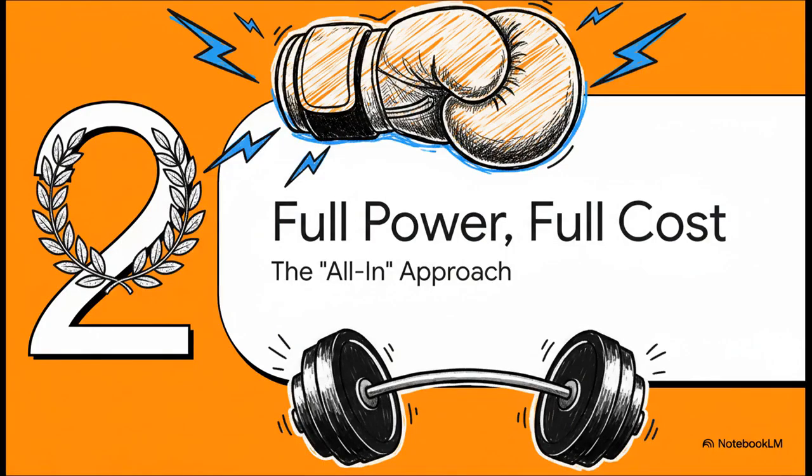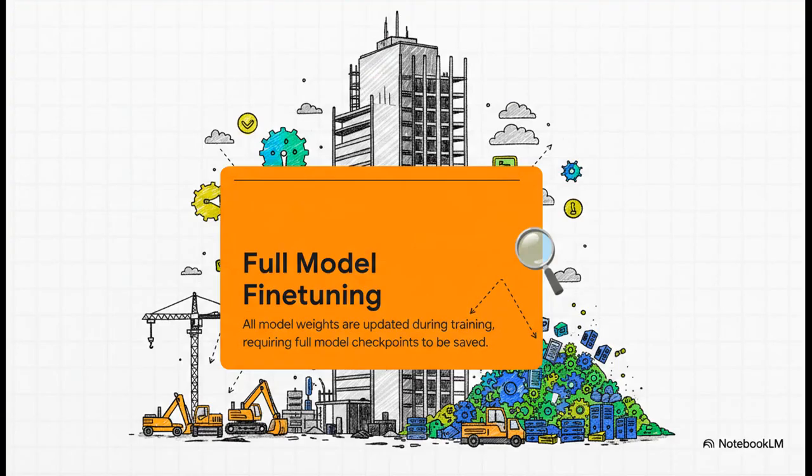Let's start with the big one, the heavyweight champion of fine-tuning, the full model approach. This is where you go all in, no holding back. So, what does this actually mean? Well, think of your model as a giant skyscraper. Full fine-tuning is like deciding to rebuild the entire building just to renovate the lobby. You're literally changing every single one of the billions of parameters. It's unbelievably thorough, for sure, but you can just imagine the kind of resources, the GPU clusters, the storage you're burning through.